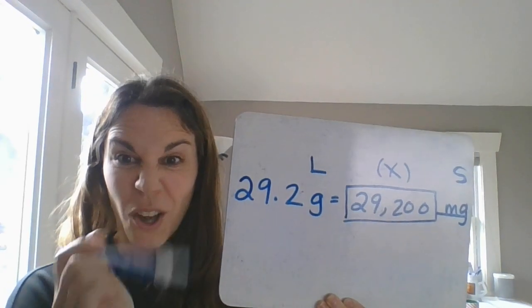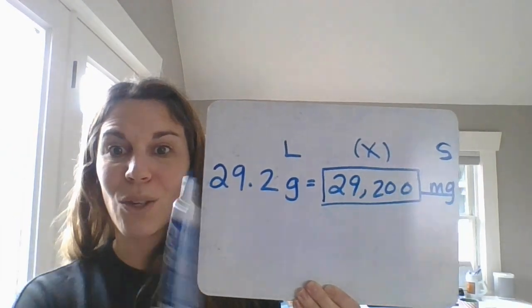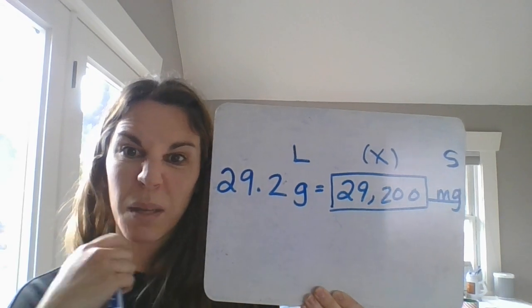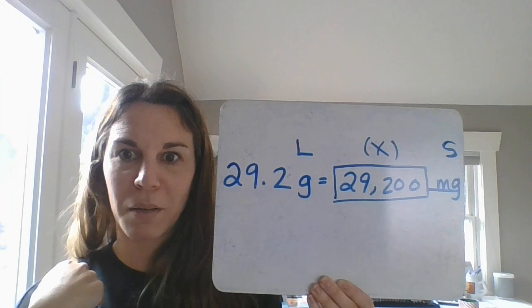So on this one, the coding really, really helps you. Once you code it, you just need to look at how many places they shifted it. And that should get you to your unit.